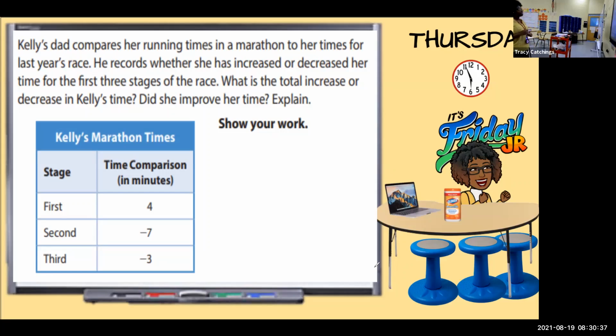It says, Kelly's dad compares her running times in a marathon to her times for last year's race. She records whether she has increased or decreased her time for the first three stages of the race. What is the total increase or decrease in Kelly's time? Did she improve her time? Explain. All right, was someone able to write an expression?